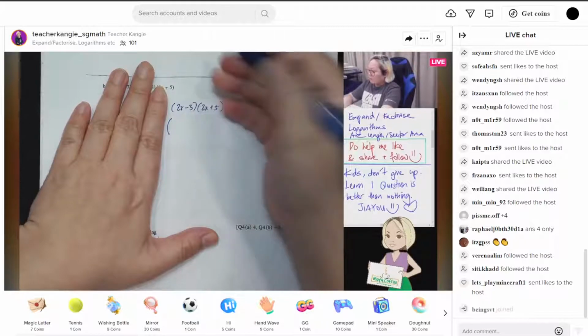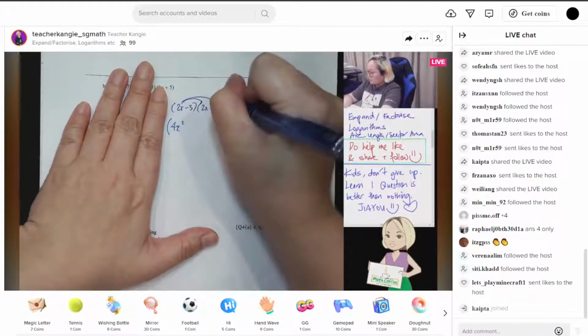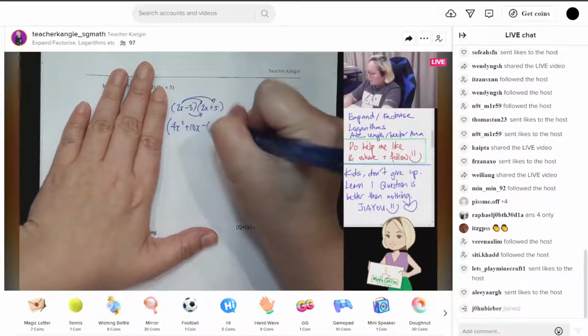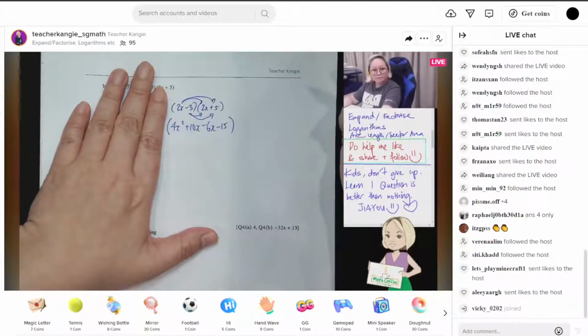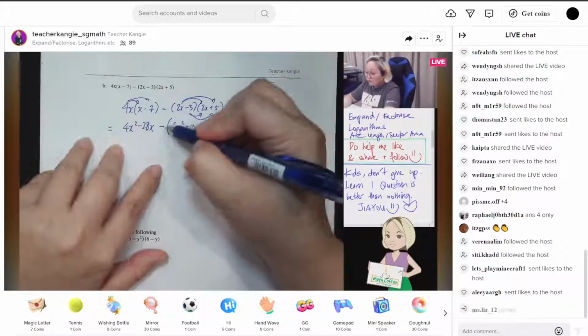So now let's take a look at this one and then just focus on doing this rainbow. So 2x times 2x will give me 4x squared. Now this one times this one will give me plus 10x. This one times this one will be minus 6x. This one times this one is minus 15. Okay? So this is the like terms.